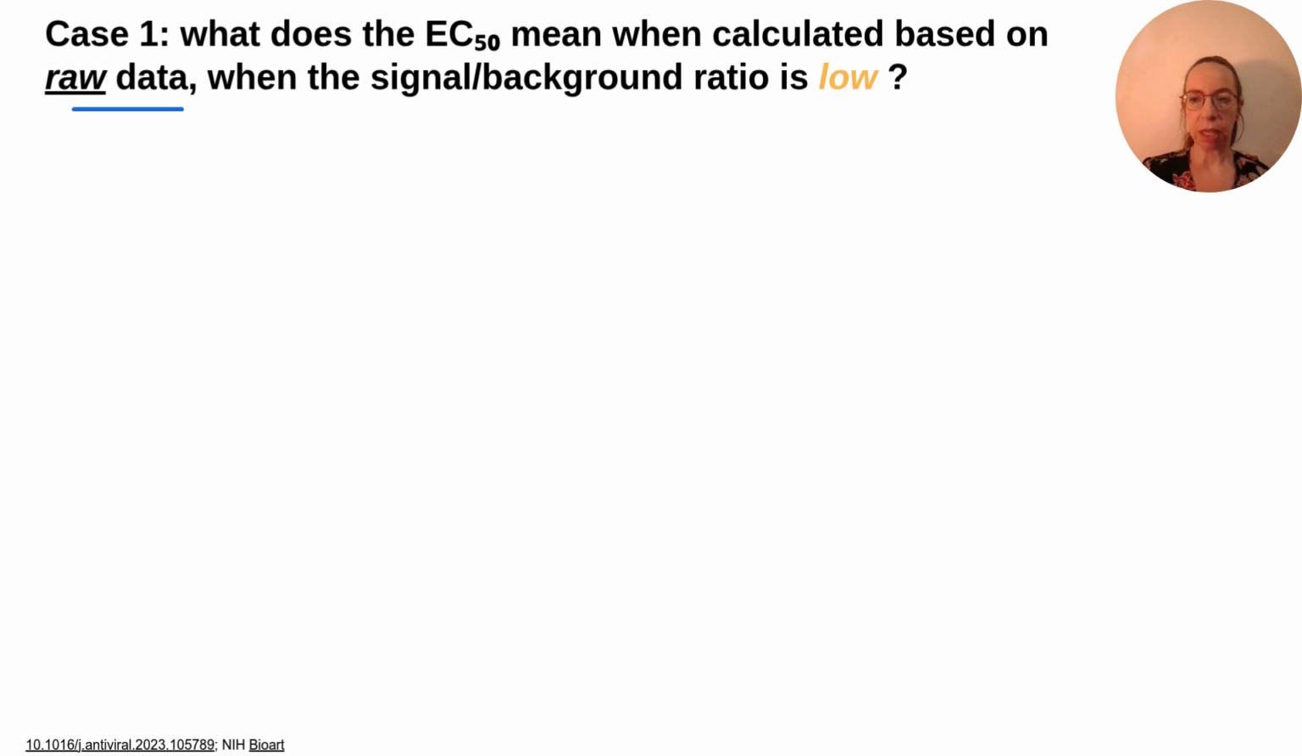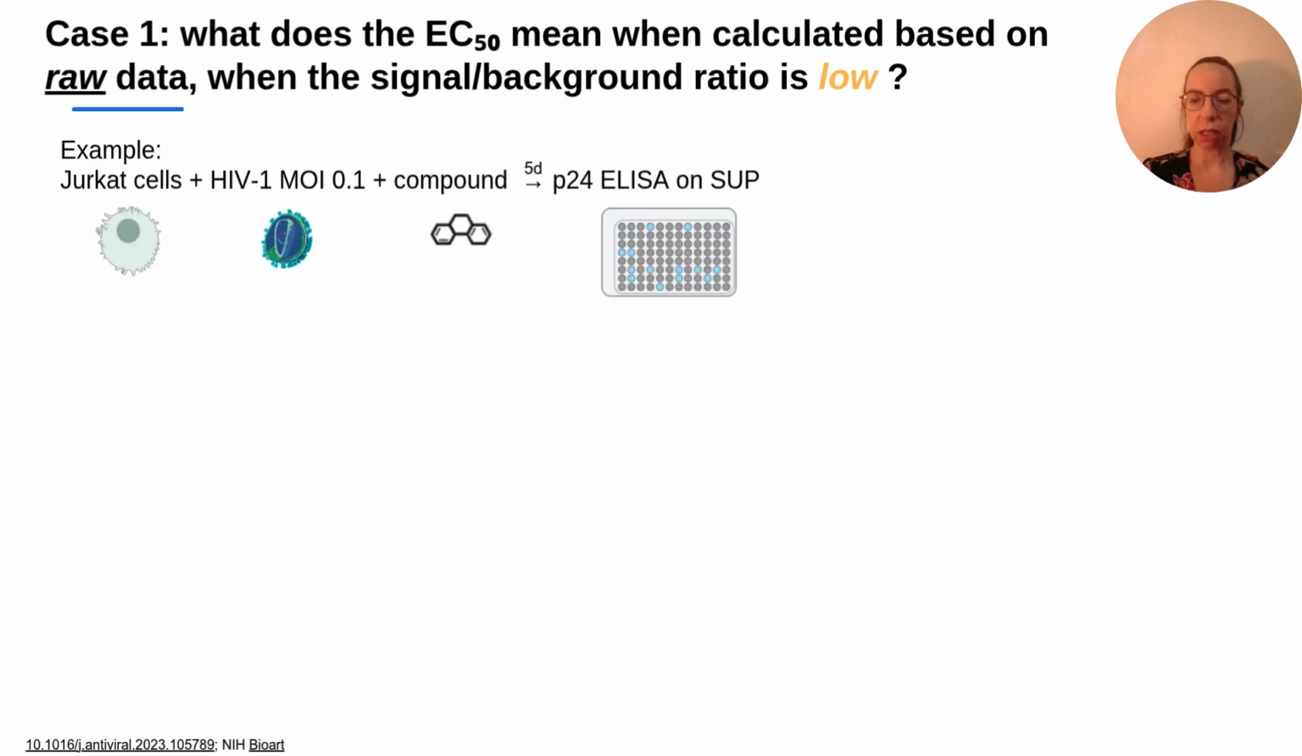A typical assay is, for instance, infecting Jurkat cells with HIV-1 at an MOI of 0.1 and adding compounds, 5 days later harvesting the supernatant and measuring P24 by ELISA.